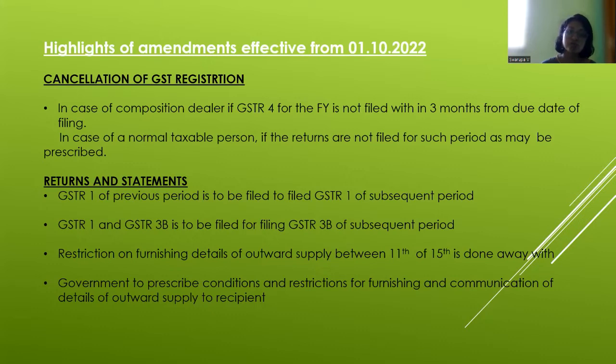Similarly, they've also added more power to the government. The government can prescribe the conditions and restrictions for furnishing and communication of details of outward supply to the recipient. So the process of two-way communication is done away with, and the government can now prescribe other conditions and restrictions which are to be adopted by furnishing of returns.